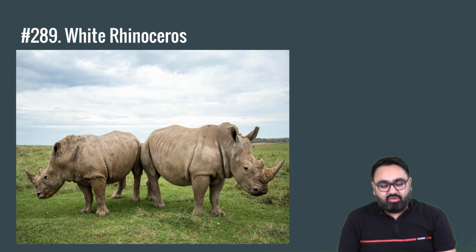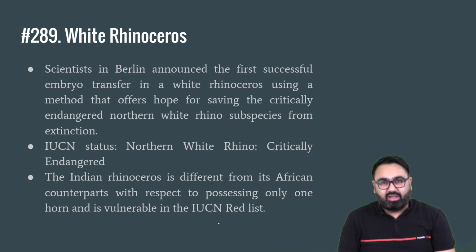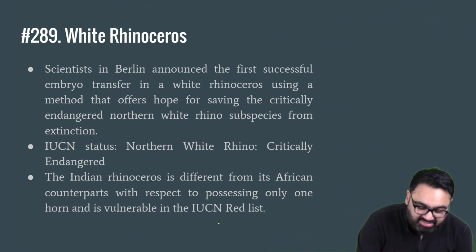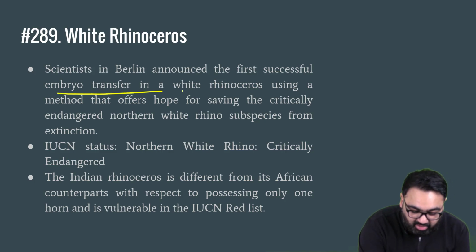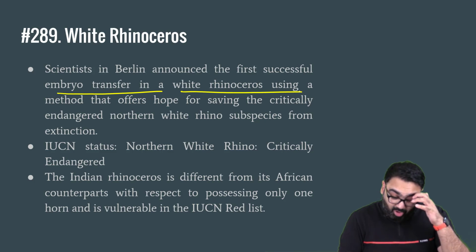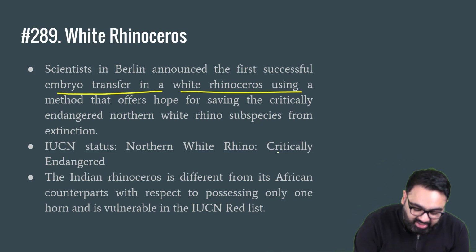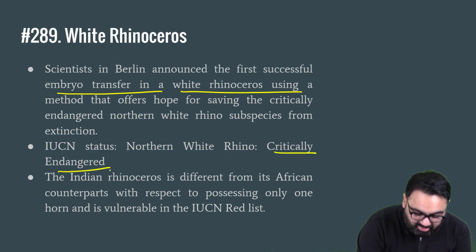Another species in the news, the white rhinoceros, critically endangered. Why were they in the news? Because in Berlin, Germany, the first successful embryo transfer of a white rhinoceros was done. That has given hope of saving this critically endangered white rhinoceros. This is in the category of critically endangered as per the IUCN.